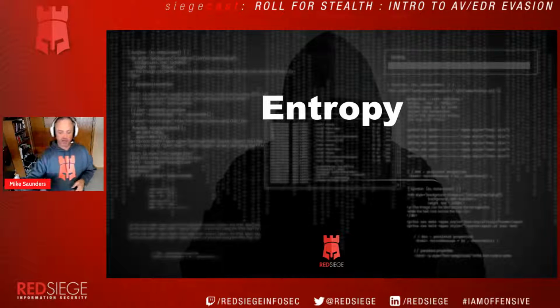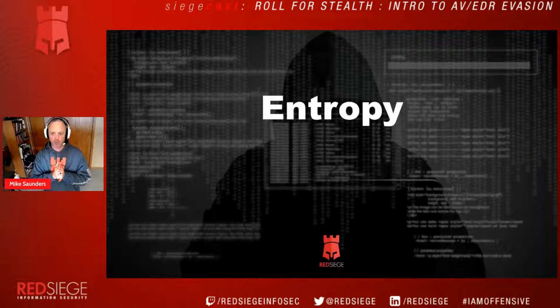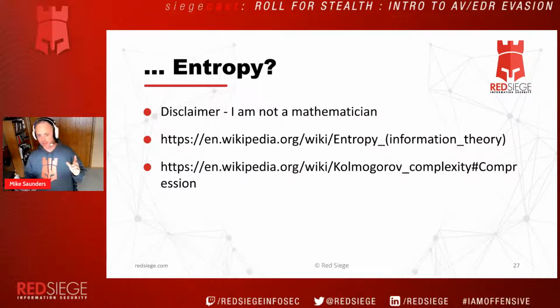So I've talked about entropy a couple of times. I told you that we would get into it, and so we're at the time where we're going to talk about entropy. I want to preface this conversation by saying that I am not a mathematician, so I may not be explaining all of this stuff 100% correctly. We're talking about entropy in the context of information theory, not the heat death of the universe. There are some different definitions for entropy. We're talking about it as it pertains to information theory. We're also going to be talking about something called Kolmogorov complexity and compression and how that relates to entropy.